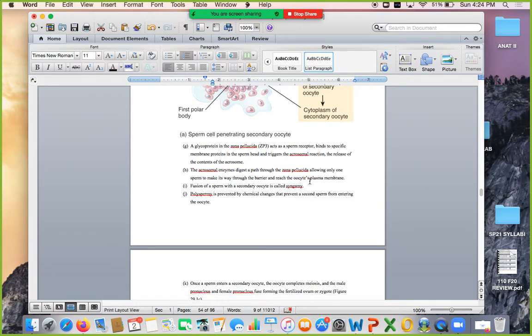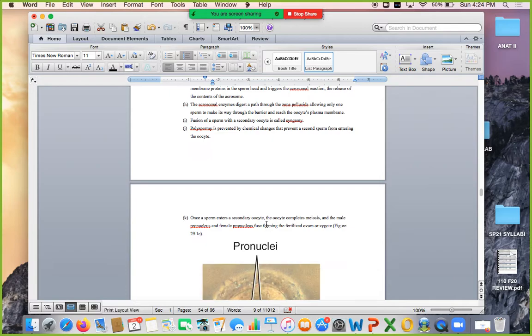That's called syngamy. Now, syngamy is going to be an event that occurs only once. A second sperm cannot happen. Why? Because there are severe chemical changes called a block to polyspermy. So a second sperm cannot get into the oocyte. Basically, that nylon membrane turns into an iron chastity belt.